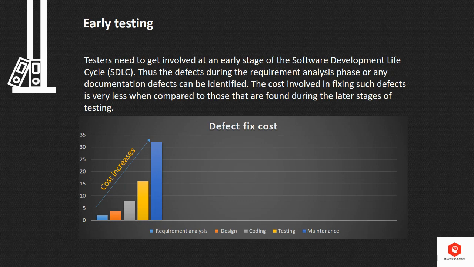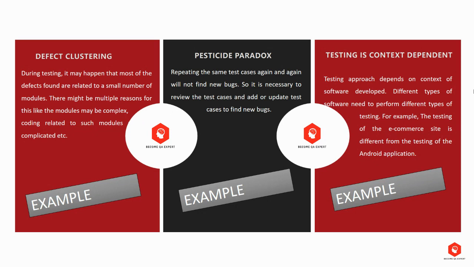Let's go on. Another principle, defect clustering. Before we even start talking about any kind of clustering, what is clustering at all? Well, it's kind of making groups of some units that have something in common. During testing, it may happen that most of the defects found are related to a smaller number of modules. A phenomenon that many testers have observed is that defects tend to cluster.